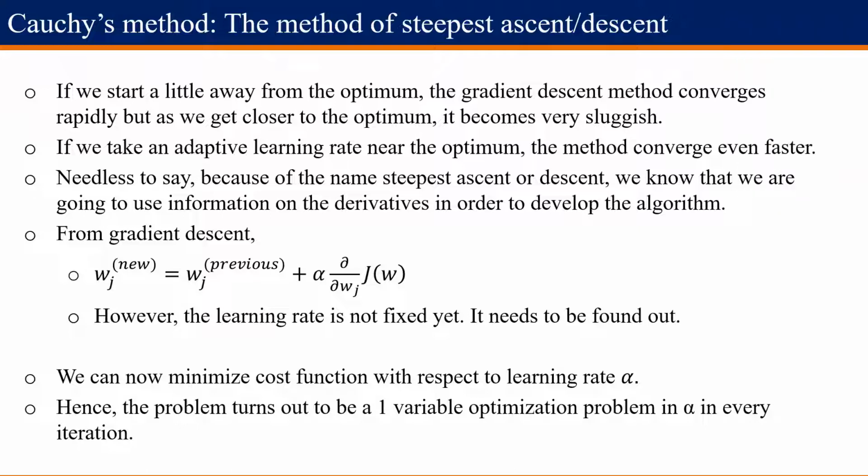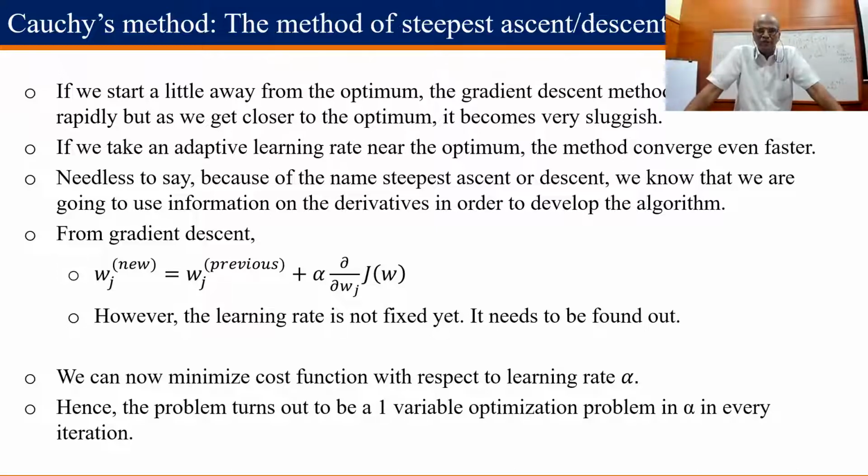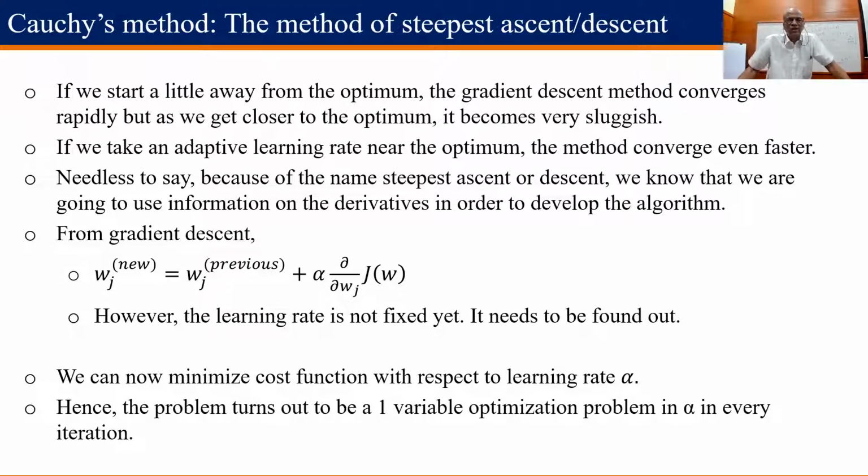Needless to say, because of the name steepest ascent or steepest descent, we know that we are going to use the information on the derivatives in order to develop the algorithm. So we'll go in the direction of steepest descent. This is due to Cauchy. The steepest descent or ascent algorithm is the Cauchy's method. In that case, we use gradient descent, but alpha is calculated at every iteration. Same thing like previous, Wj new equal to Wj. This doesn't change.